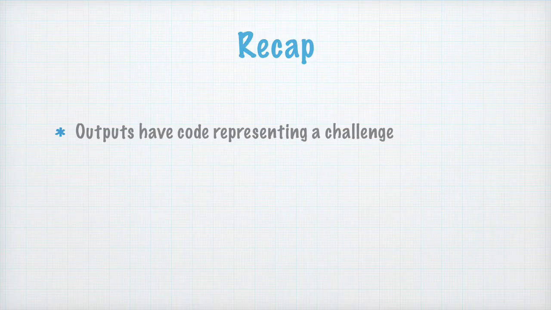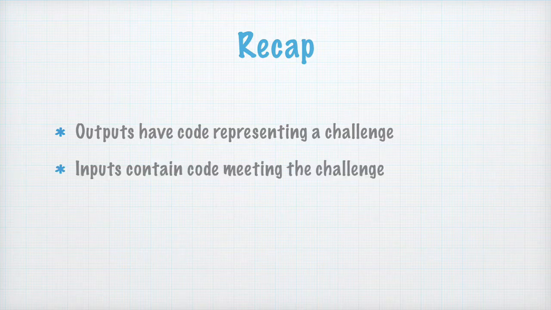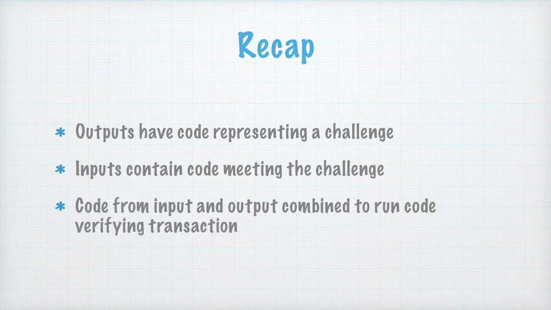Let's do a recap of what I've gone through here. So the outputs from transactions basically are code that represents a challenge to whoever wants to spend the money on that output. The input then contains code to meet that challenge. And so the input and the output code gets combined and run as one block of code to verify the transaction itself.